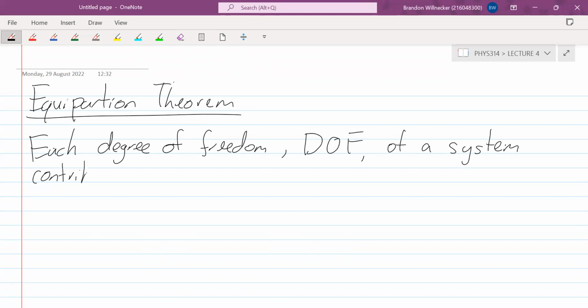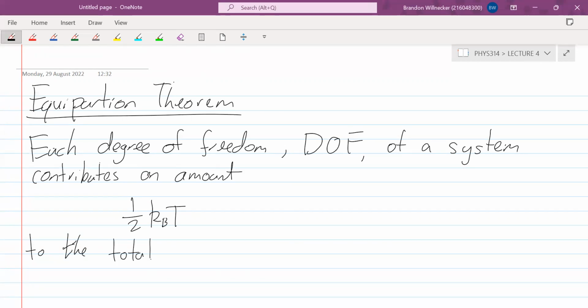contributes an amount 1/2 kBT to the total internal energy of the system. Sorry, not total energy, total internal energy.